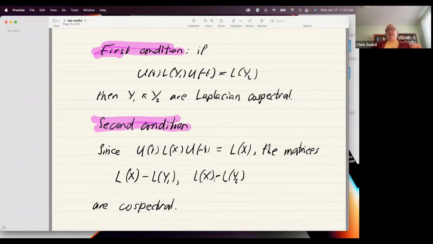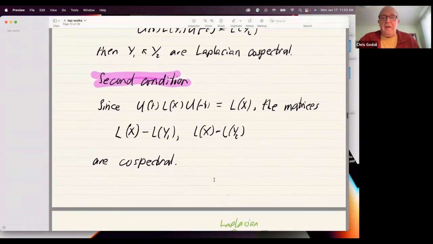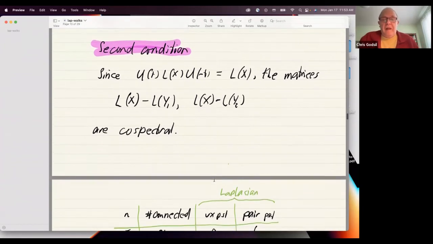So just think about the edge state for a minute. If I have two edges, they're K2s, they're isomorphic, they're clearly cospectral. And so the first condition, that the states be cospectral, is irrelevant. The second condition says that the edge-pleated subgraphs are Laplacian cospectral. Okay, and so that's a strong condition, and so I'll leave it at that.